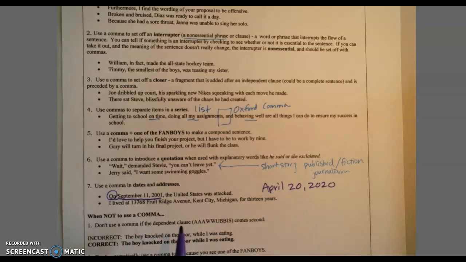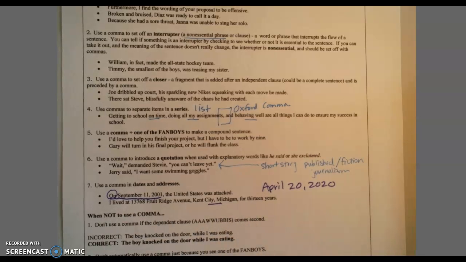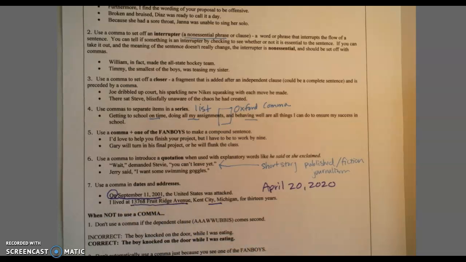And then we have commas inside of addresses. So we always use a comma between a city-state. But when we're talking about an address, think about what are the lines on an envelope, right? So I live at 13768 Fruit Ridge Avenue. This is one line on an envelope. So you need to put a comma there to separate it from city, comma, state, right? And then they have a comma after Michigan to separate the address from the rest of the sentence.